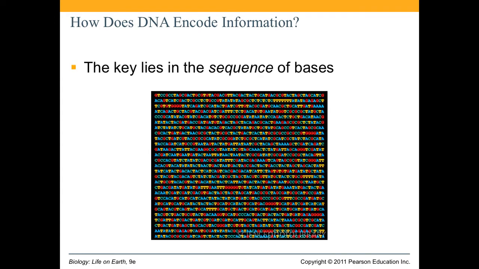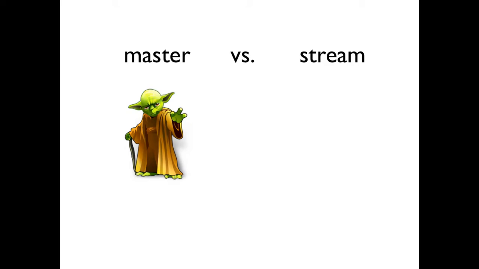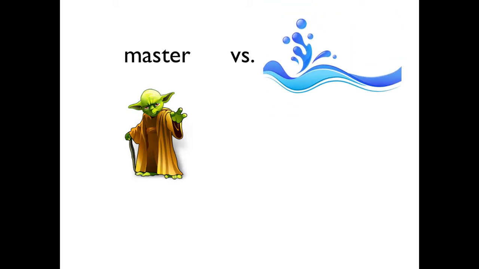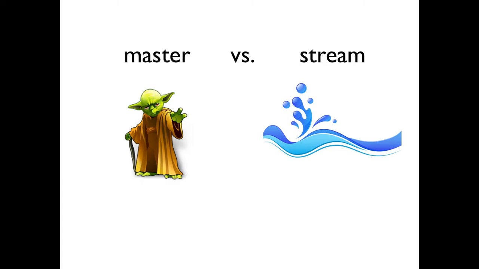The key actually lies in the sequence of bases, and it's very similar to how our alphabet works. Our alphabet has 26 letters, and we can put those 26 letters together in all sorts of combinations that give us very different meanings. So let's look at these 2 words, master versus stream. Master means something very different than stream, even though they're using the same 6 letters.